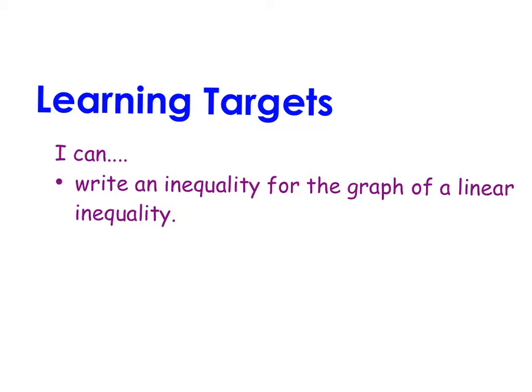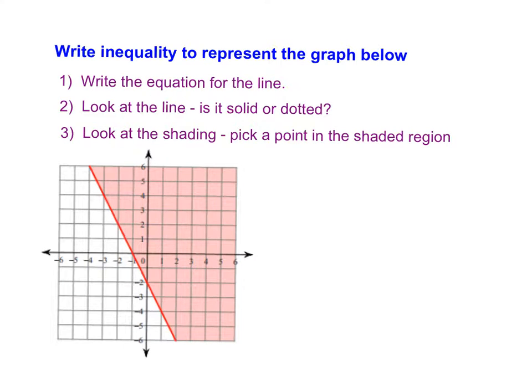In this video, we're going to write the inequality for the graph of a linear inequality. As you look at the graph below, what you should be noticing is that this is the graph of a linear inequality. We know this because we can see a line on the graph. That is what makes it linear. And we know it's an inequality because of that shading.